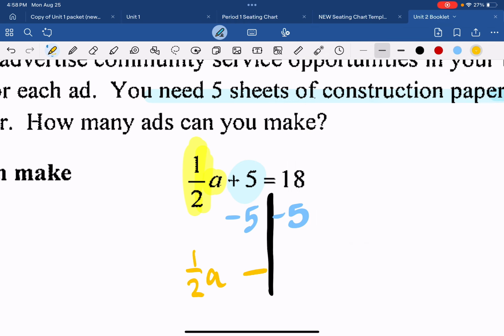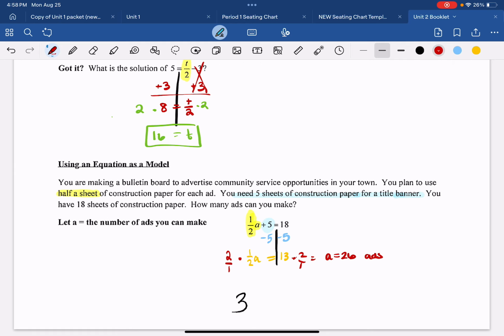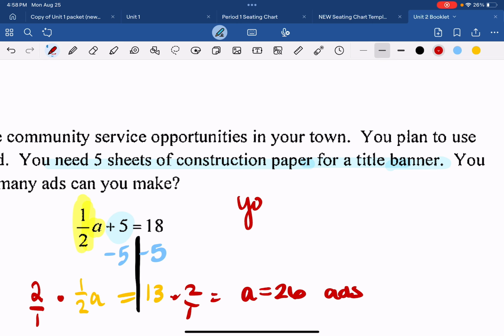1/2 A equals 13. Now my fraction is out front, so I need to multiply by the reciprocal. And I'm left with A equals 26 ads. Or if we think about this in terms of a sentence, you can make 26 ads. Perfect.